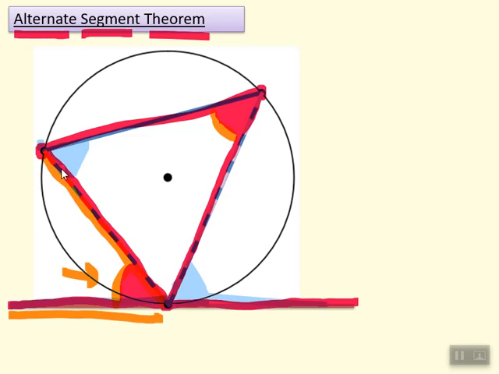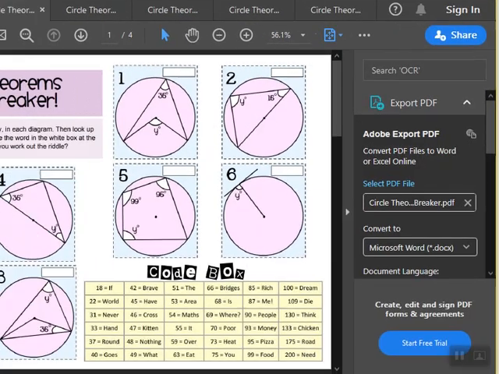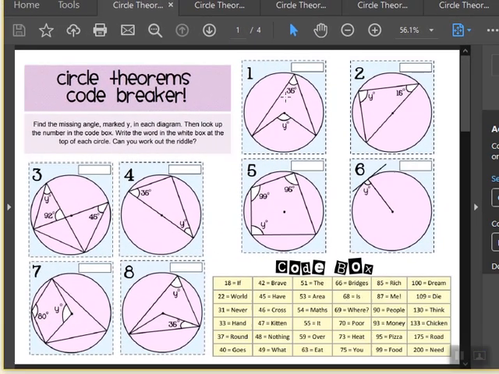Then the task, by the way, don't stop just yet. The task that I want you to do is this one. It's a code breaker. You have to work out the missing angles, and then it will make a message. If you get the message right, maybe you can email me or submit the message so I can see if you got it right. It'd be kind of cool if everyone gets the right message. I actually don't know what the message is, so you're going to have to tell me what it is. That's the task that I want you to do.